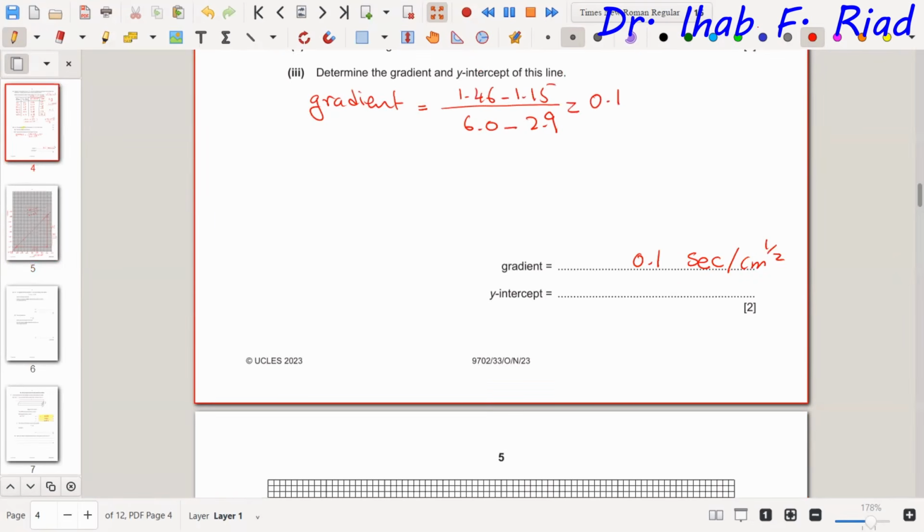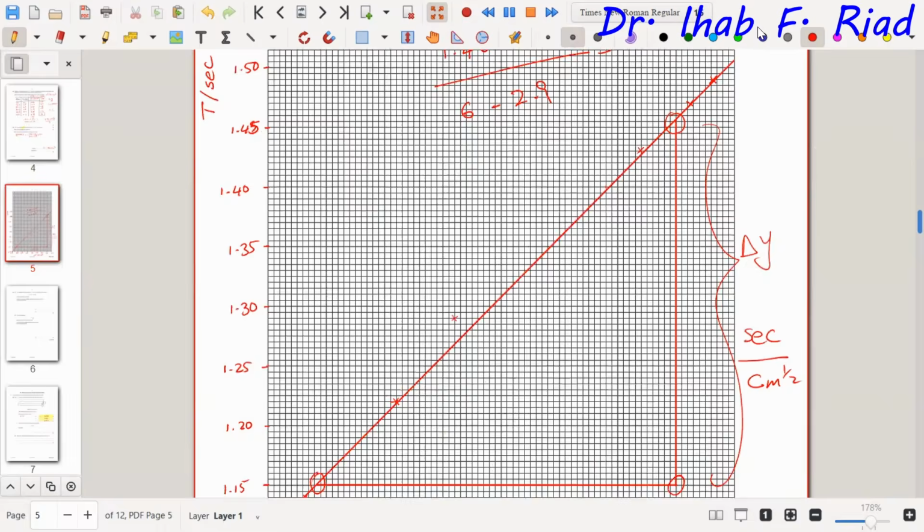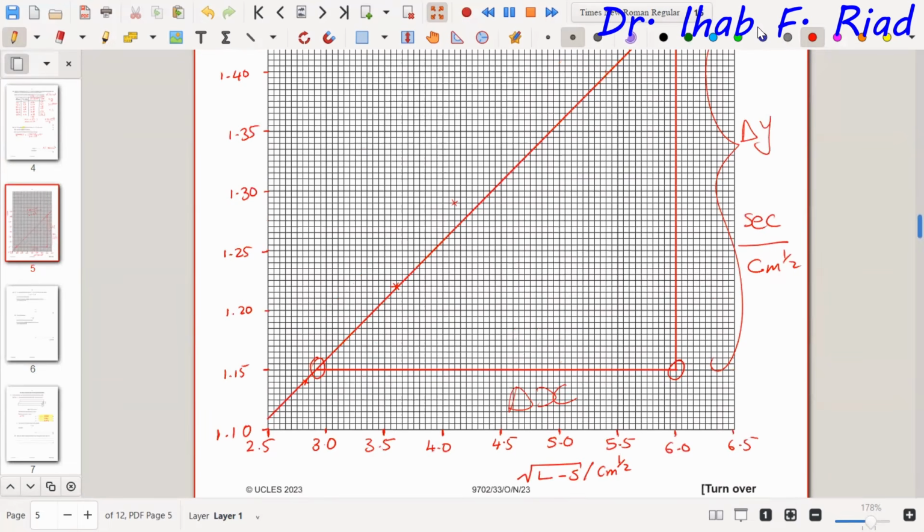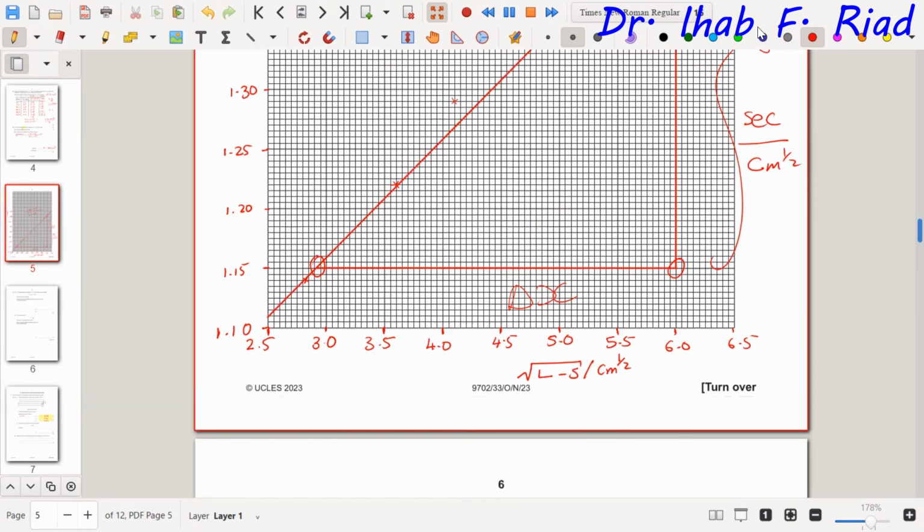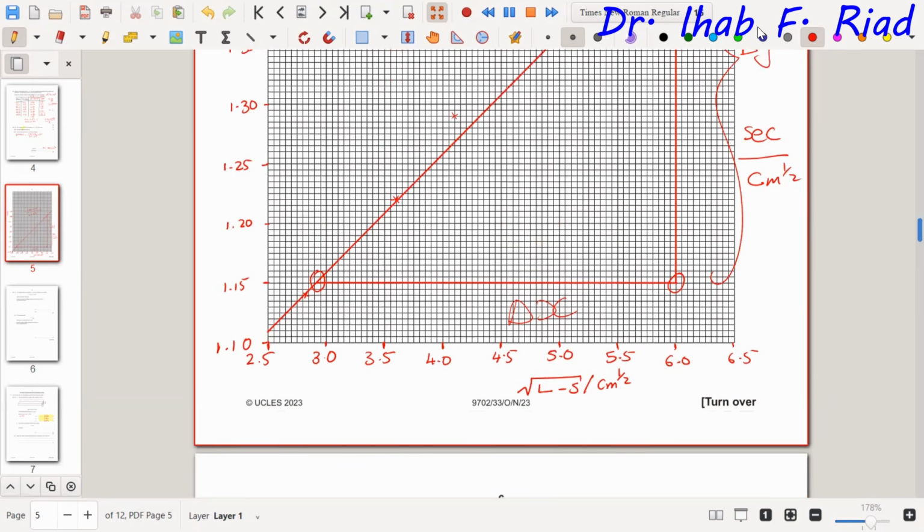Okay. Now I need to do the intercept. So how are we going to find the intercept, Dean? First, see if it starts from 0 or not. Okay. The x-axis, if it starts from 0. It doesn't. Right? It doesn't. So we cannot read it directly from the graph plot. We need to do some more calculation.